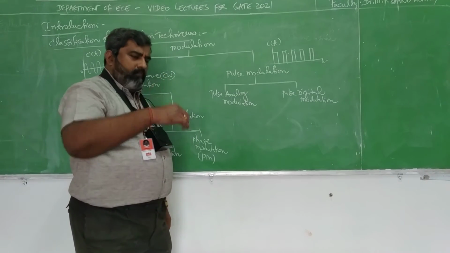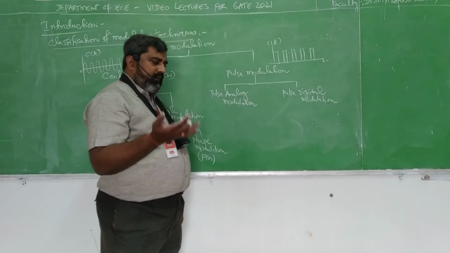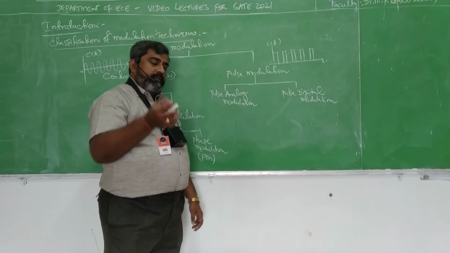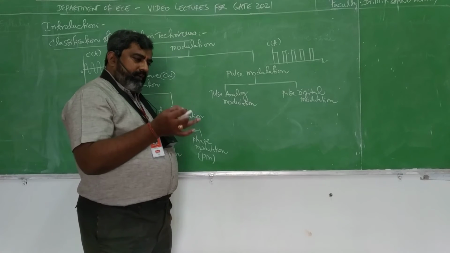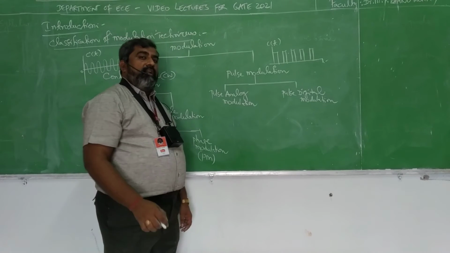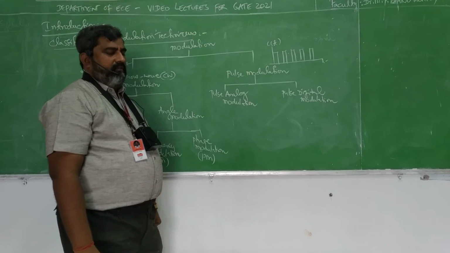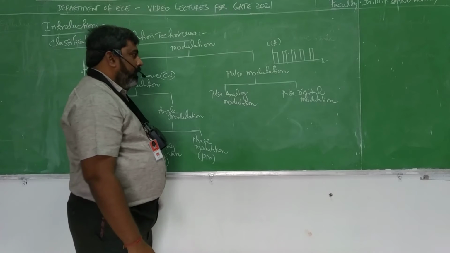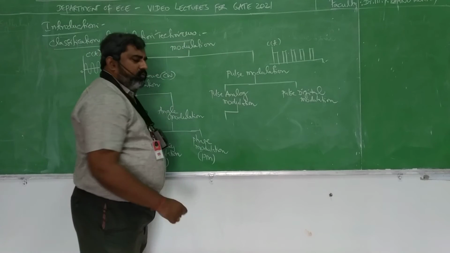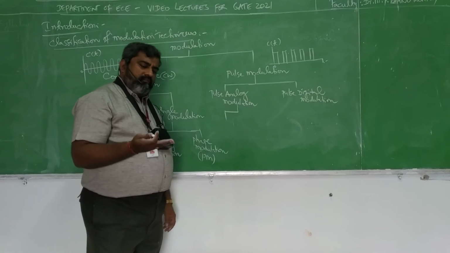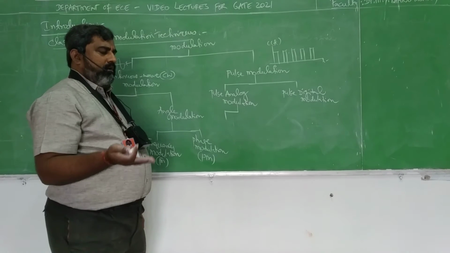So according to m(t), the carrier characteristics are varied; that is modulation. But pulse modulation should be more specific. Not just according to m(t), but according to the sample values of the message signal, we vary the characteristics of the pulse train. Accordingly, we have three techniques: pulse amplitude modulation, pulse width modulation, and pulse position modulation.